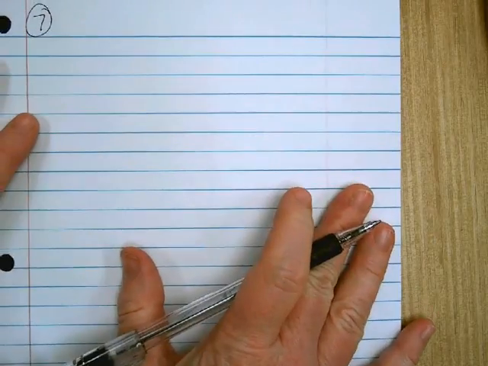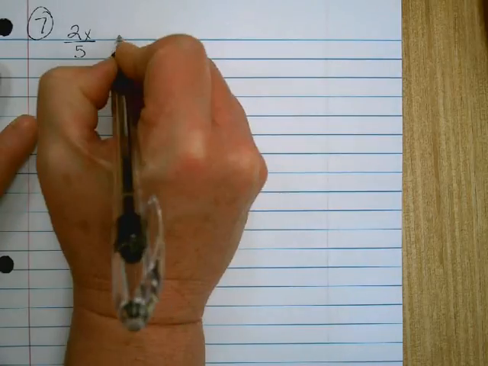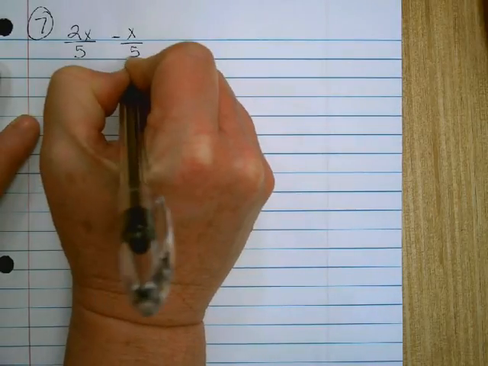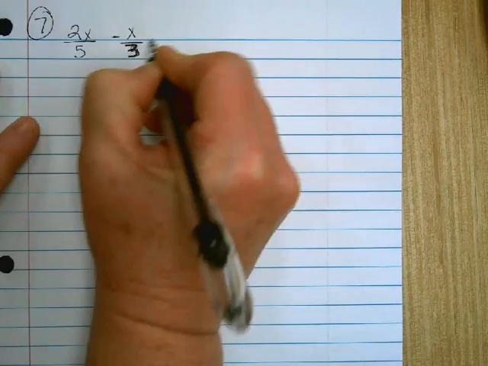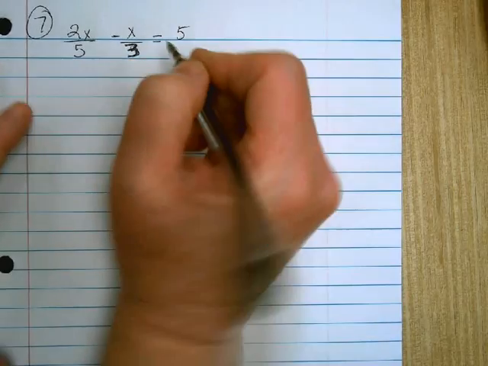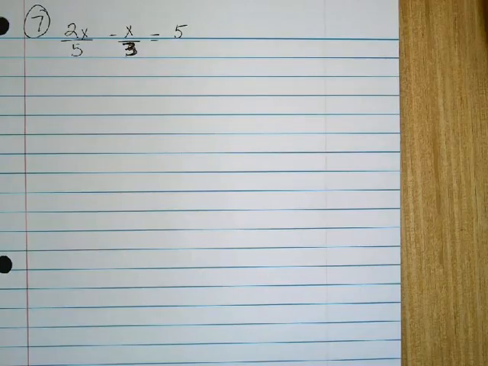Number 7 says solve the equation. And it's 2x over 5 minus x over 3 equals 5. Did I copy that correctly? Nobody likes fractions, so we're going to get rid of the fractions. We're going to multiply through by the common denominator. What's the common denominator for 5 and 3?